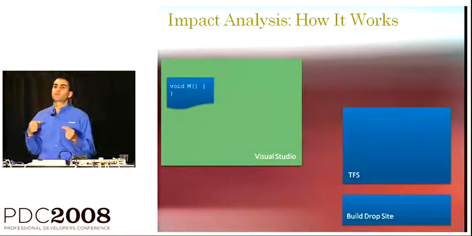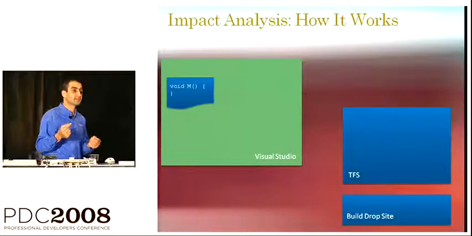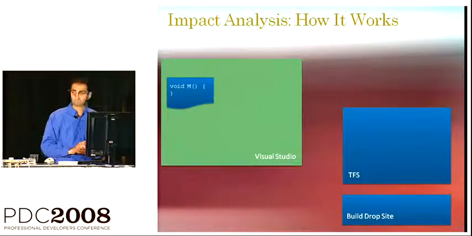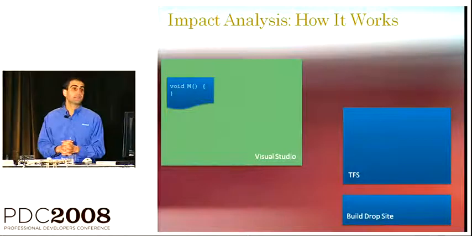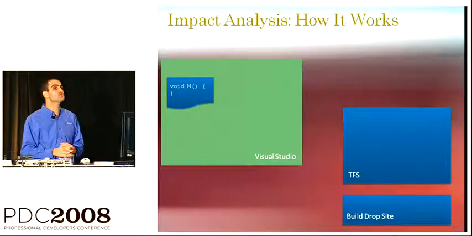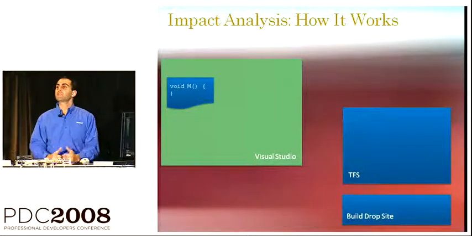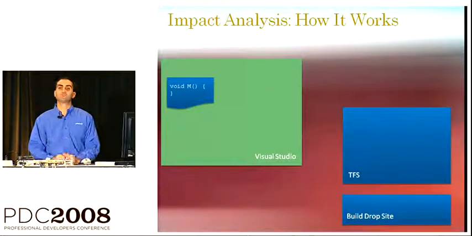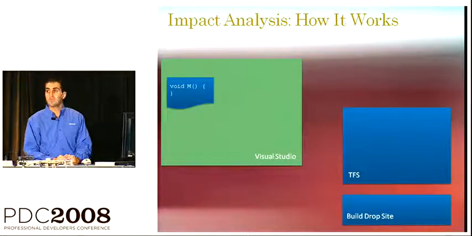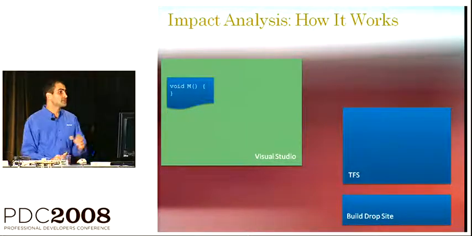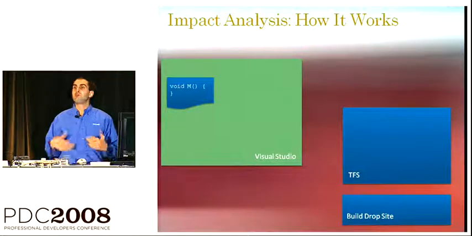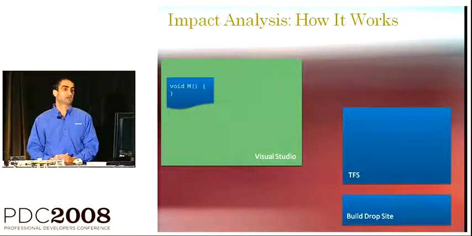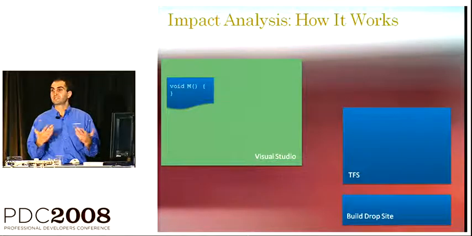Let's look at what the actual magic is that is happening under the covers as I do this. On your left-hand side, the green box is Visual Studio. The scenario here is that I want to make a change to method M. And on the right-hand side is a TFS as well as a file location where you can drop your builds from team build.